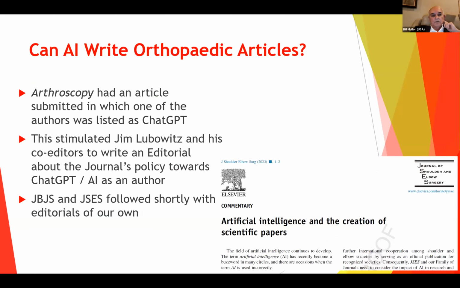Our therapy this year had an article submitted in which one of the authors was listed as ChatGPT, and they didn't allow that. But this stimulated Jim Lubowitz and his co-editors to write an editorial about the journal's policy towards GPT as an author. And JBJS and our journal, JSES, followed shortly with editorials of our own. And ours is down here on the right, Artificial Intelligence and the Creation of Scientific Papers.